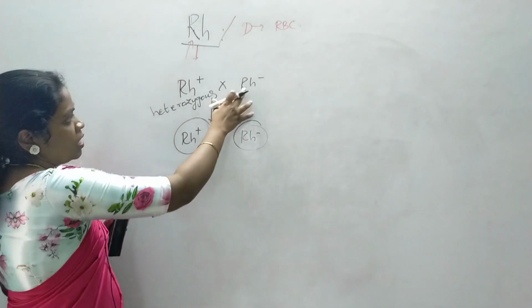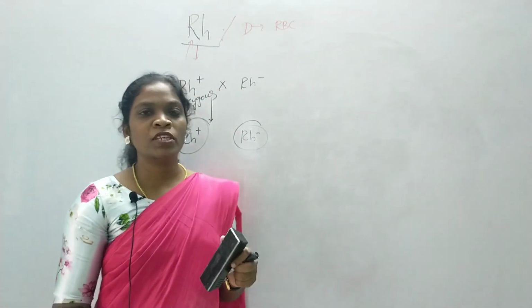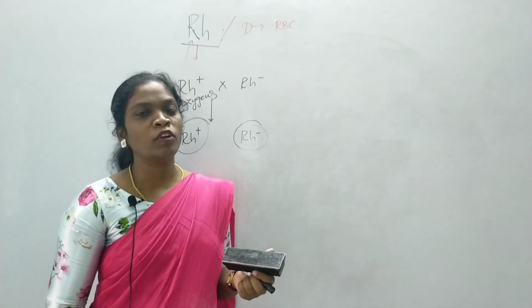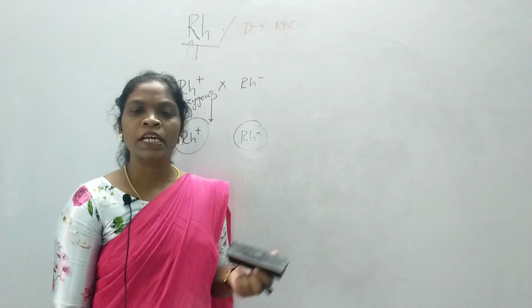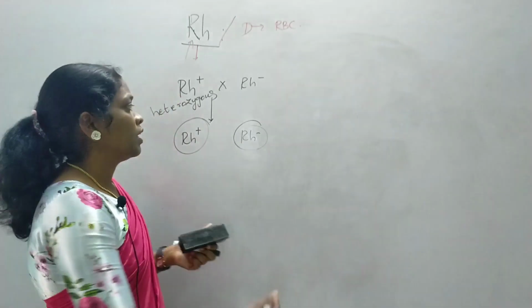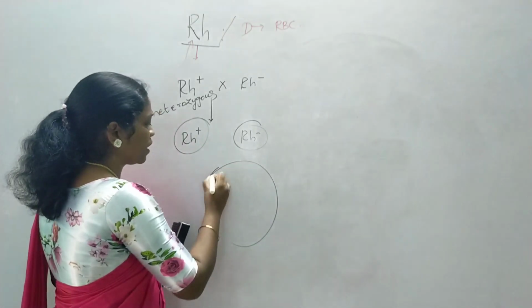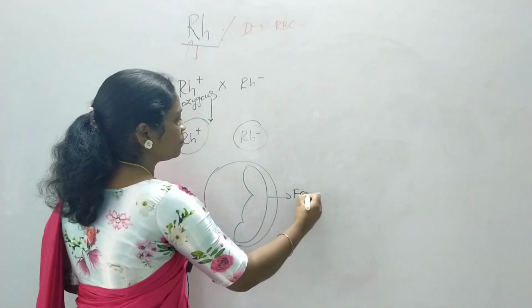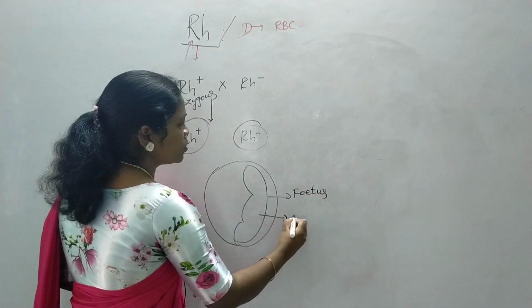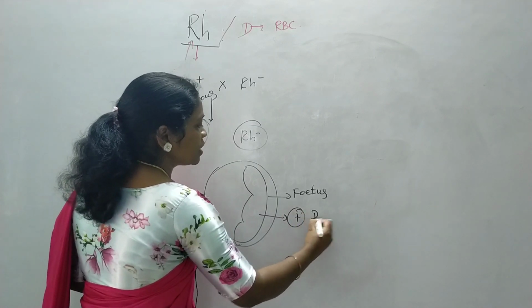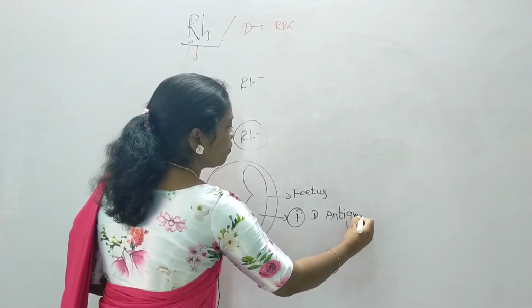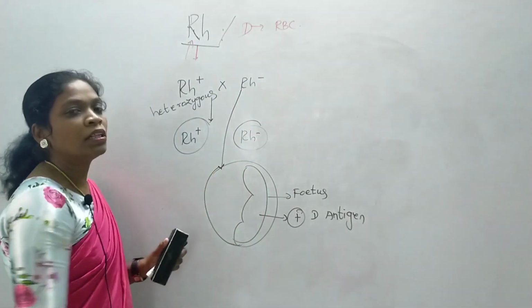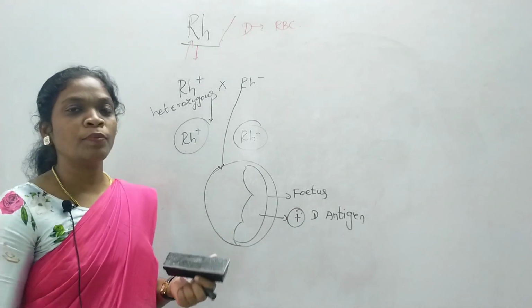If an RH negative mother carries an RH negative baby in her uterus, then this incompatibility will not occur, so it is not going to cause any problem to the developing fetus. But imagine a fetus which possesses the positive blood group, that is, it has the D antigen. If this type of fetus develops inside an RH negative mother, then the incompatibility problem starts here.